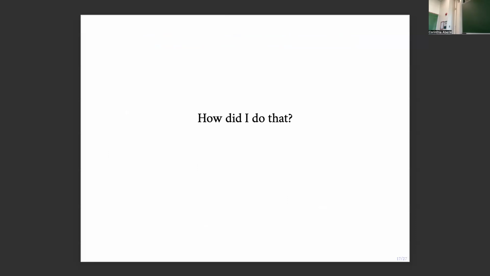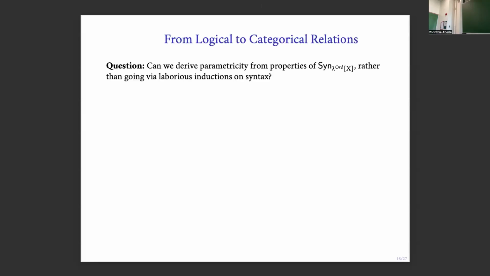So basically, I pulled the rabbit out of the hat, and I'm going to show you where the rabbit was all along. And to no one's surprise in this room, the rabbit was in the land of category theory. And so here's a question: can we derive parametricity from just some categorical properties of the syntactic category of this lambda X theory, rather than going by these laborious inductions on syntax?